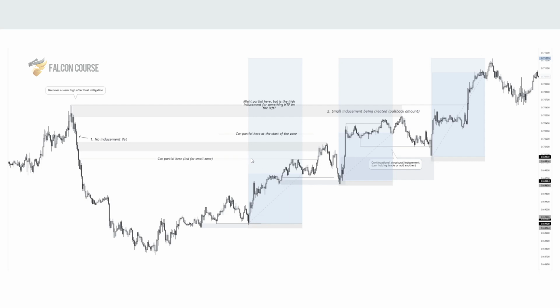So partialing here is a great idea, especially if you don't want to look at the charts all day. But it's all dependent on what's happening to the left, okay? But yeah, great little entry here, continuational entry on New York Open at this point, okay? So the next point is partialing this high. So how can we actually partial this high? Well, we got to wait for that inducement.